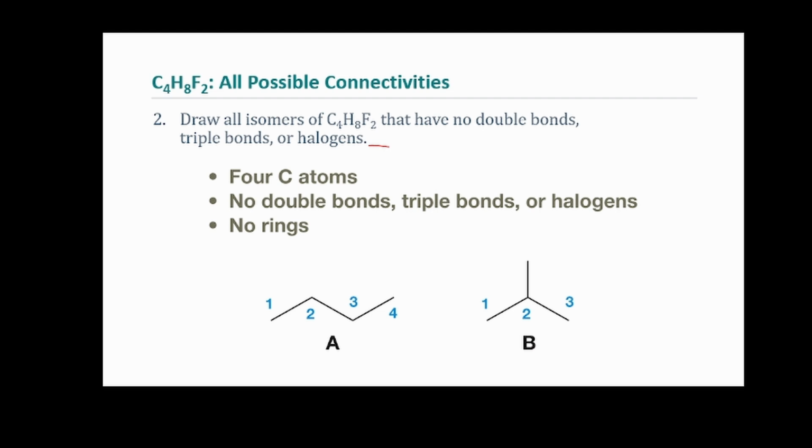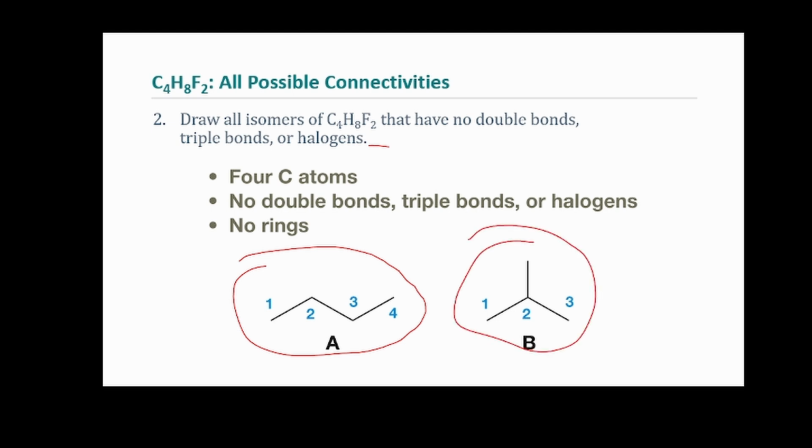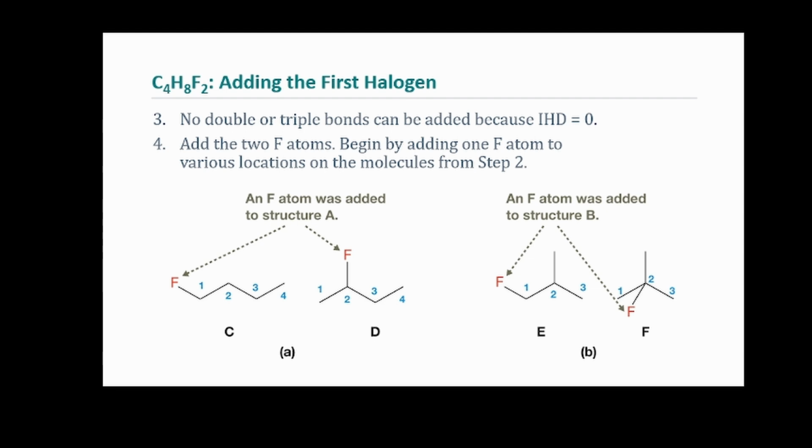Okay? So we have to put 4 carbon atoms. We have no double bonds, triple bonds. We don't put any halogens yet. We don't put any rings. We can't do any of those. And so we have a straight chain here, right? And then we also have the branched one, don't we? Is there any other ones that we could do that would be unique? No. If we try to move this methyl anyway, we just end up with the straight chain again, don't we? Okay, and so again, we have no double or triple bonds because we have an IHD of 0, right?